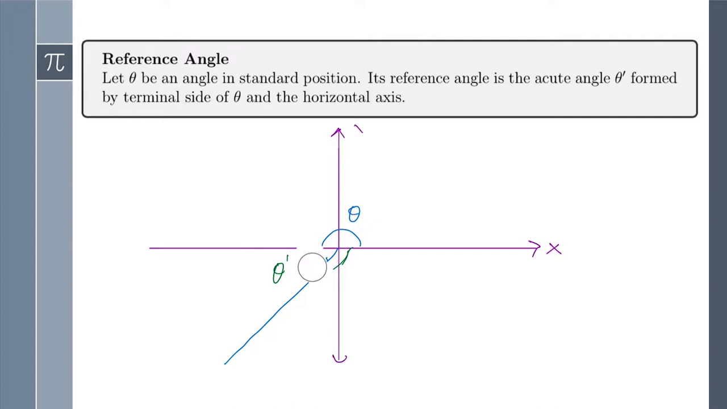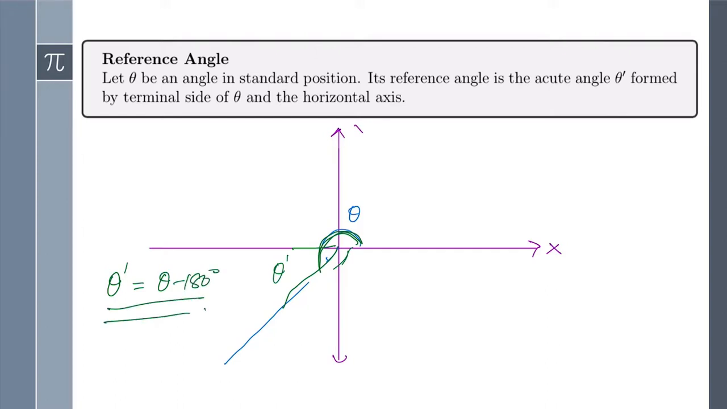Now in order to find the reference angle, if the angle is in the third quadrant, then what we do is we will subtract 180 from the angle because this whole angle is theta. So the reference angle equals theta minus 180 degrees if it is in the third quadrant.